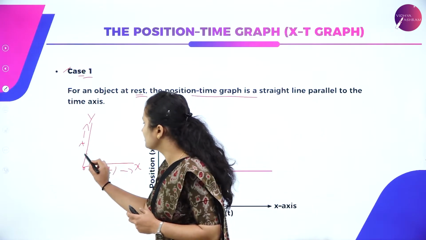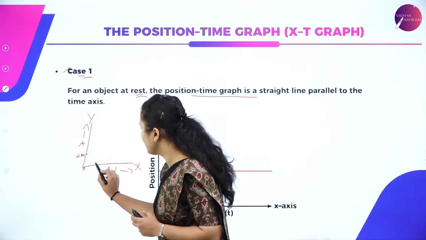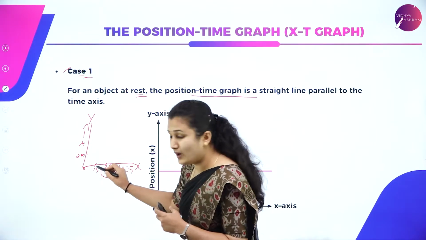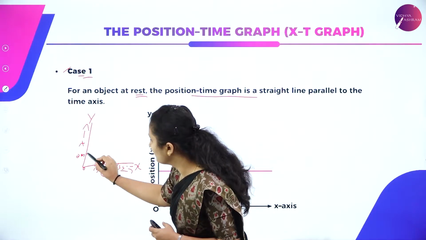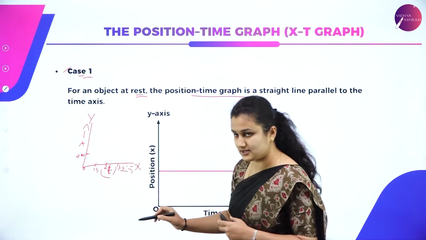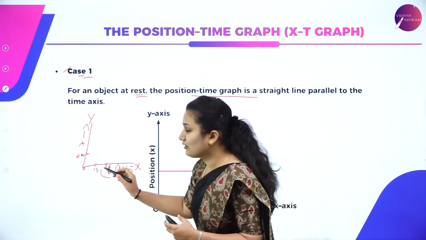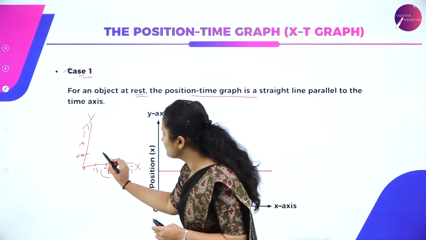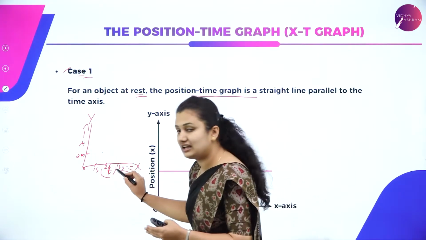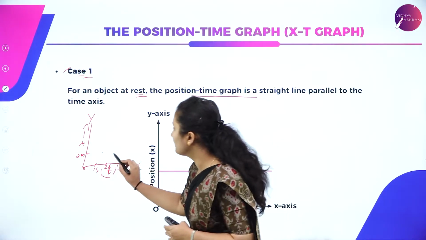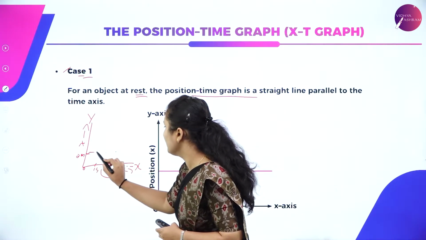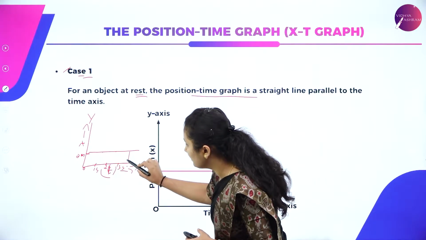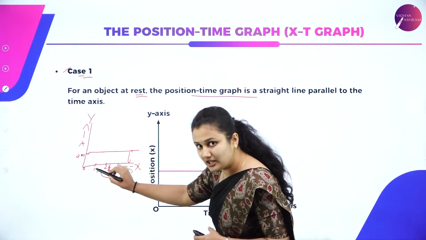Say you have position 2 meter and time is 1 second, 2 second, 3 second and so on. For 1 second of time, the object is at 2 meter along the y-axis. Again for 2 seconds, it is at 2 meter, and for 3 seconds, 2 meter. If you join the points, you get a straight line, and this straight line is parallel to the x-axis, that is, the time axis.